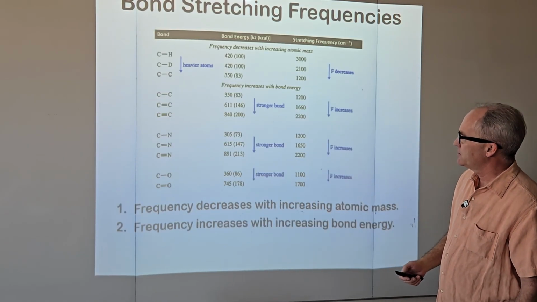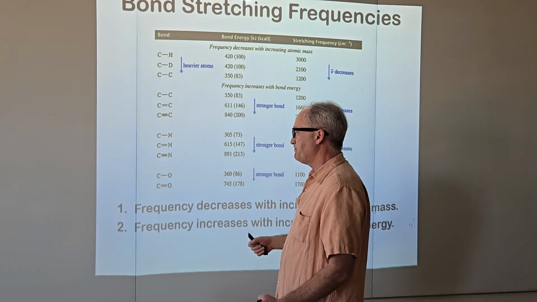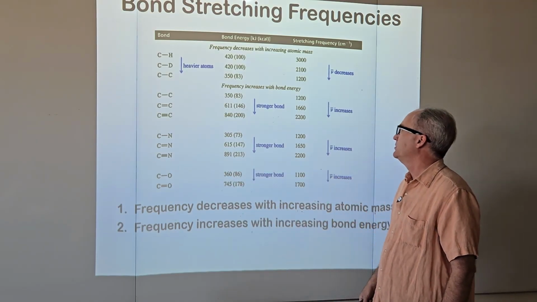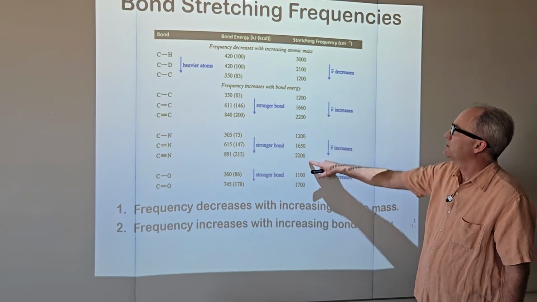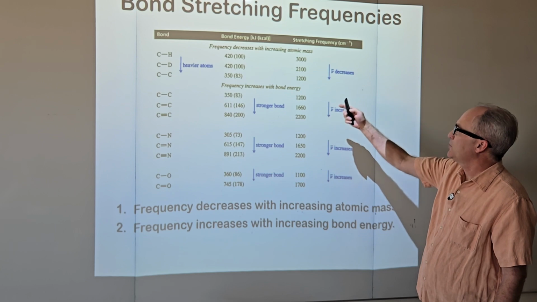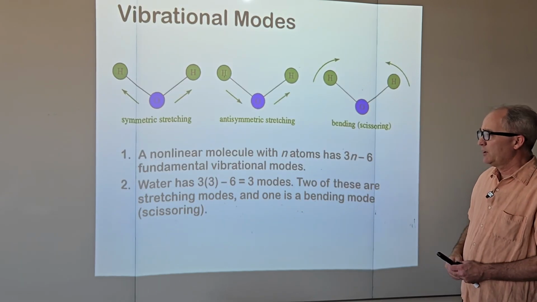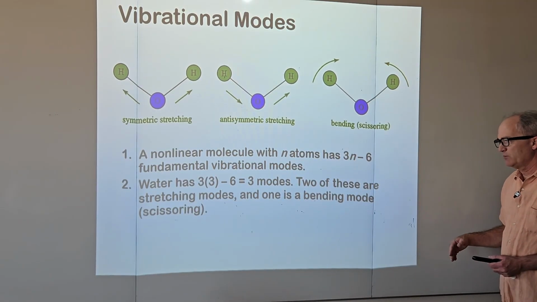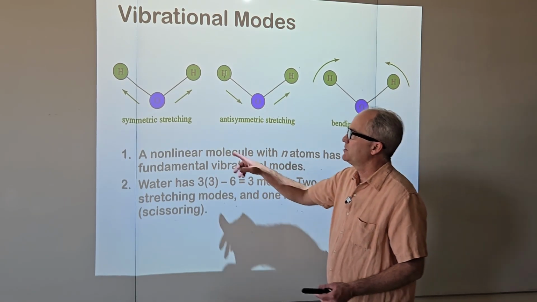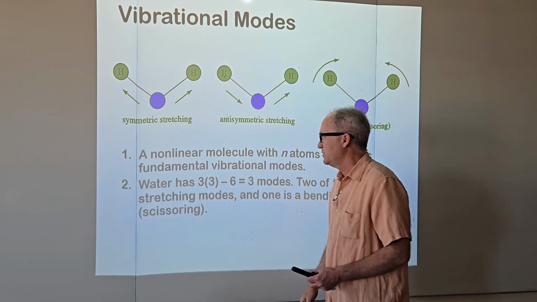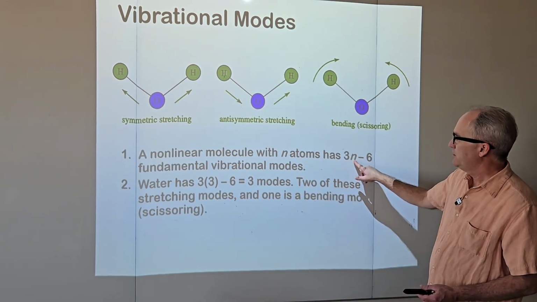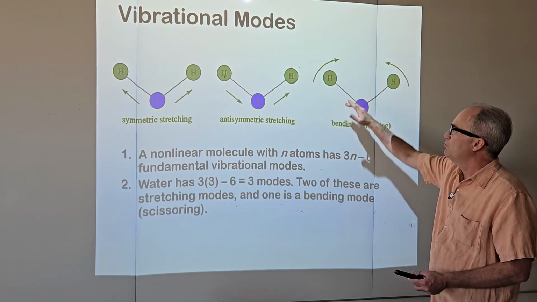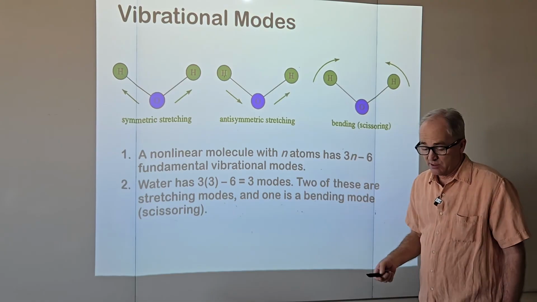Well, let's go back and look at this. Stronger bonds, higher frequencies. So here's a very strong bond, a higher frequency, and here's what we call a stretching frequency. A nonlinear molecule with n atoms attached has 3n minus 6 fundamental vibrational modes. So water, with just an oxygen and 2 hydrogens, we put 3 in here and get 3 modes. And here might be the modes of vibrations.